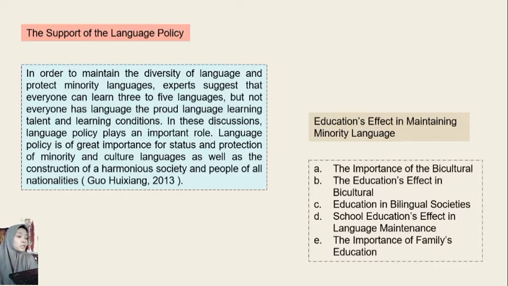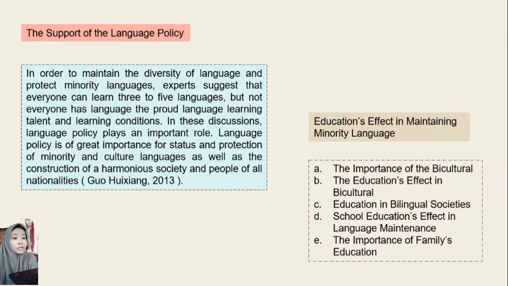According to Guo Huxiang in 2013, in order to maintain the diversity of language and protect minority language, experts suggest that everyone can learn 3 to 5 languages, but not everyone has language learning talent and learning conditions. In these discussions, language policy plays an important role. Language policy is of great importance for the status and protection of minority and cultural language as well as the construction of a harmonious society and people of all nationalities.